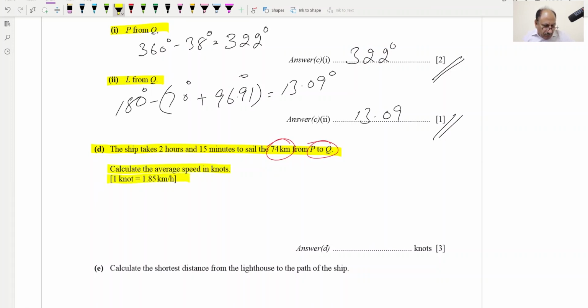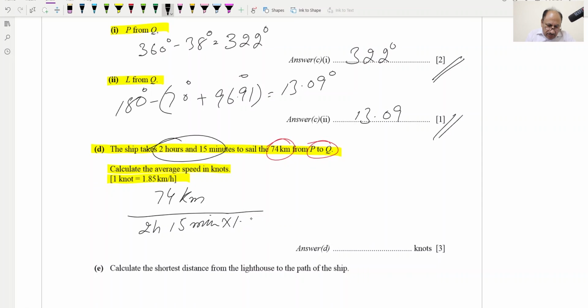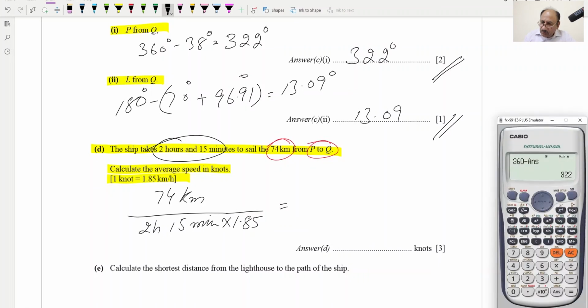So this will be 1 knot is equal to 1.85 kilometers per hour. So we can calculate 74 kilometers will be divided by the time taken, which is 2 hours and 15 minutes, and this will be multiplied by the nautical mile speed, so 1.85, and this will be how much we can calculate.